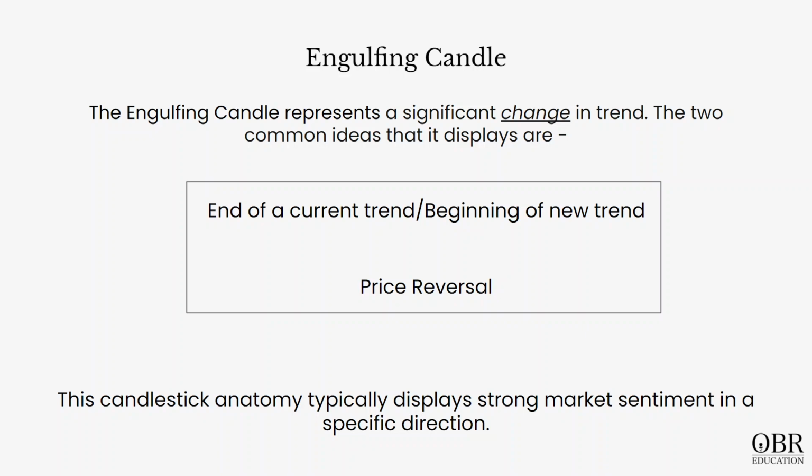So the engulfing candle represents a significant change in trend, right? Because it can be explained in two different ways. These more or less mean the same thing, but you have to think about them differently: the end of a current trend or the beginning of a new trend, or in general, the reversal of price. I know that we said that the doji candle can often mean a reversal in price, but technically, there are a bunch of different types of candlestick anatomies that can signal a reversal or continuation in price. They all have something in common when it comes to that, but they do it in different ways. So this candlestick anatomy typically displays strong market sentiment in a specific direction, whereas the doji candle obviously doesn't do that, right?